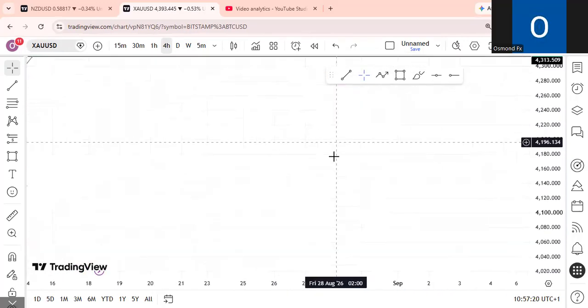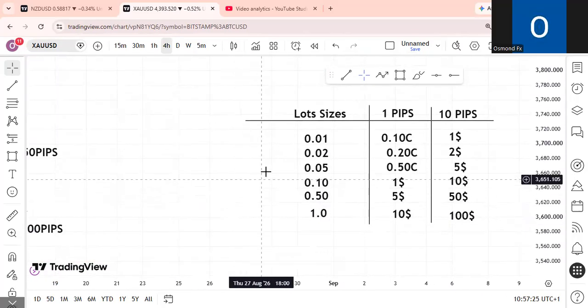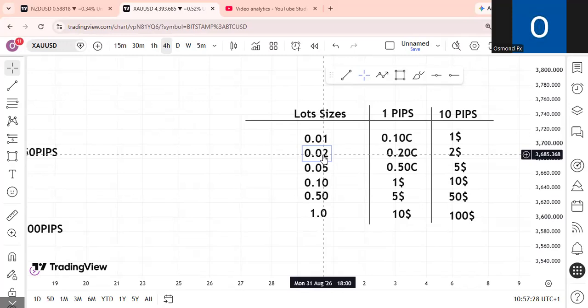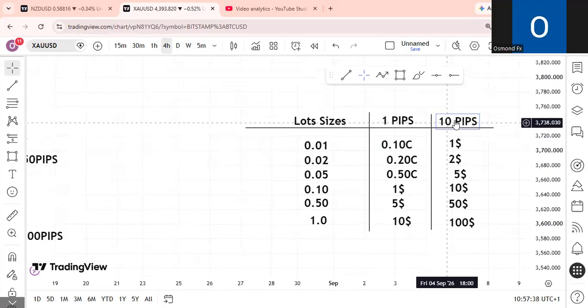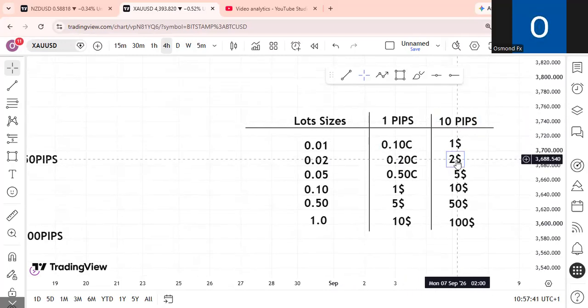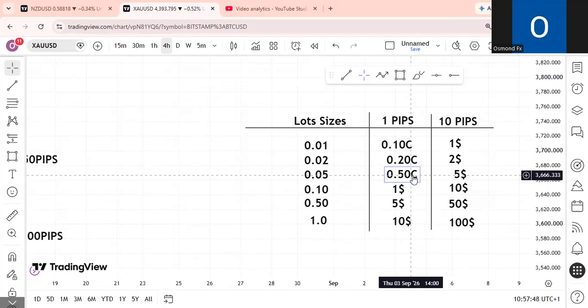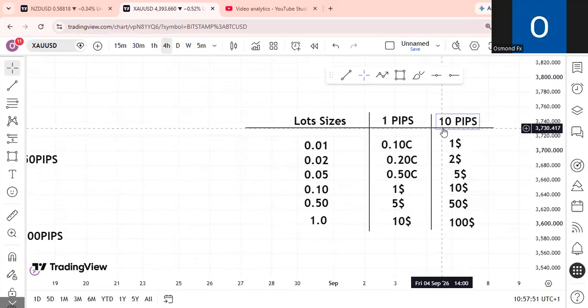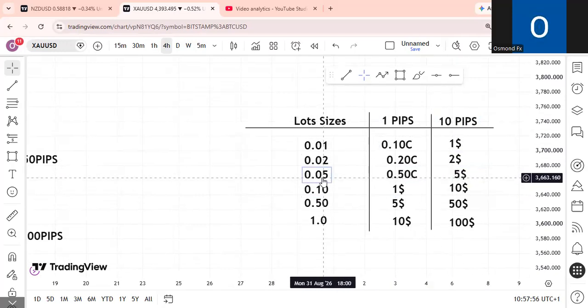Then let's go back. So if you use 0.02 and market moves 1 pip, you're going to be getting 0.20 cents. And if the market eventually moves 10 pips, you're going to be making $2. If you use 0.05 and the market moves 1 pip, you're going to be making 0.5 cents. Then if the market eventually moves 10 pips, you're going to be making $5. That's if you use 0.05.